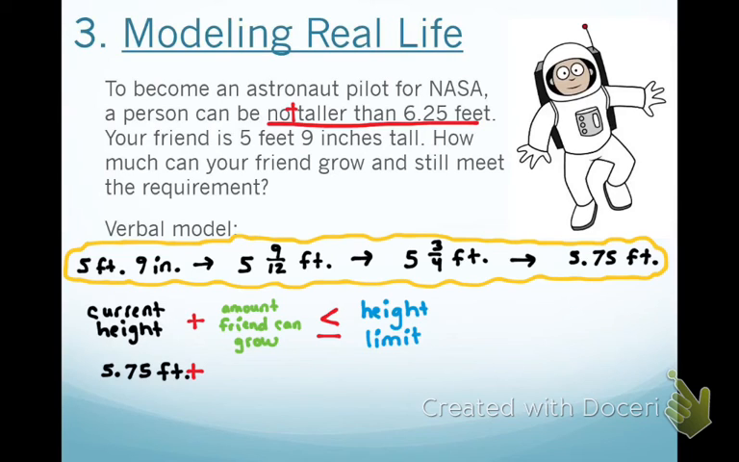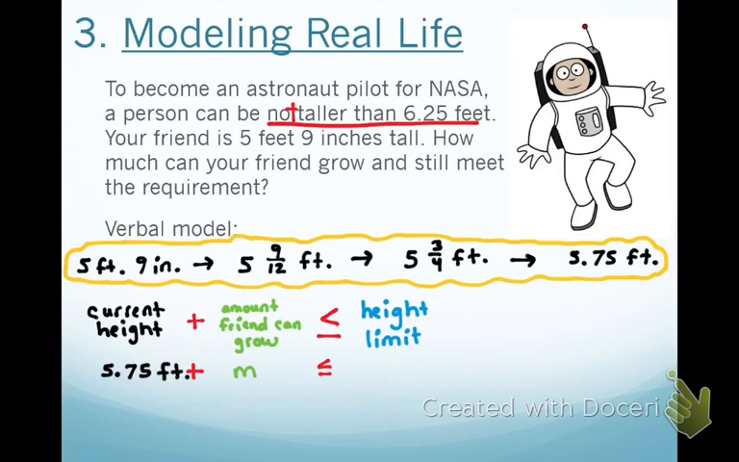Do we know how much your friend can grow yet? No, it's a mystery amount. So for me, I'm going to put M for mystery, but I don't care what variable you put. You could put anything. Some people want to put a G for grow. Some people want to put H for height. It doesn't matter what variable you put, okay? Then we're going to drop down our symbol, less than or equal to, and the height limit.